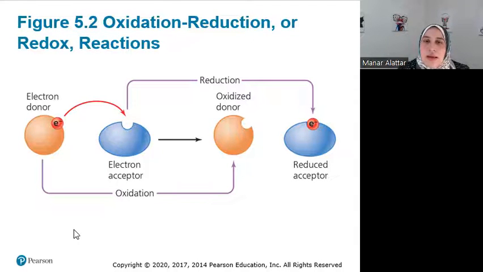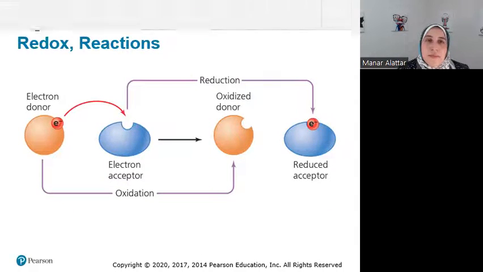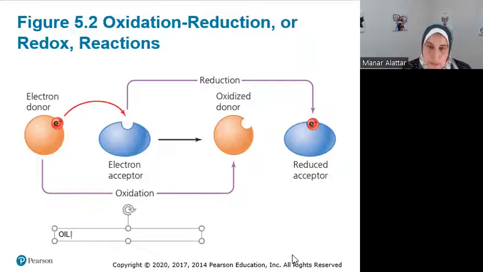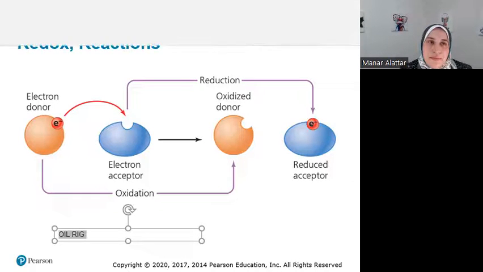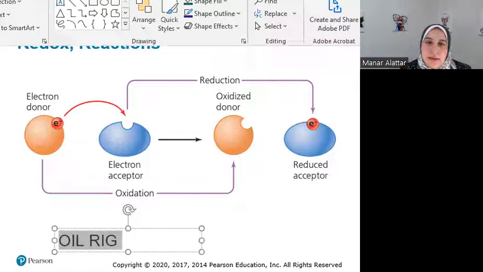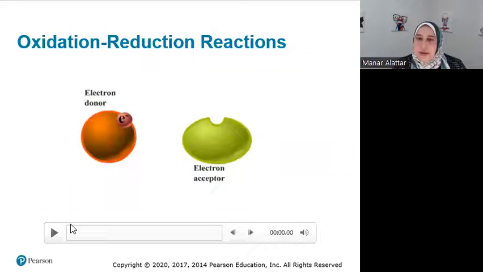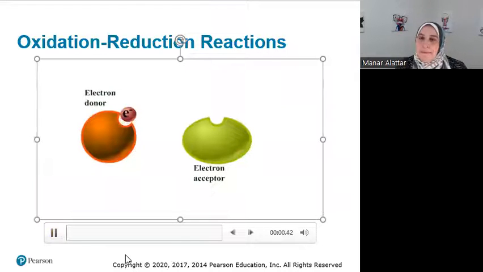You can put that in here. Maybe add a text box where I say OIL RIG. Okay. Oxidized is lost, reduced is gained. Okay. And so you can see that here.